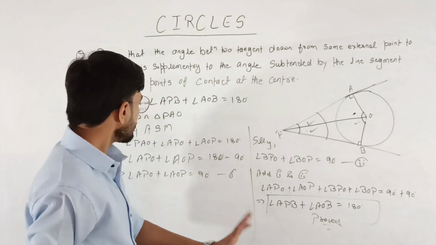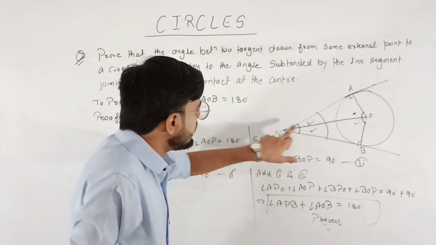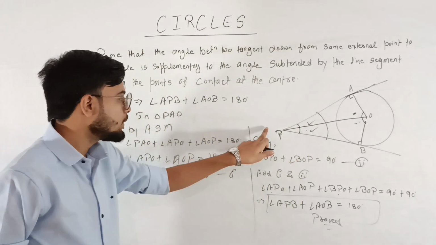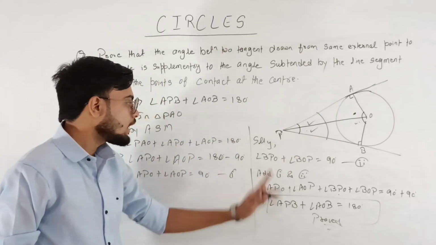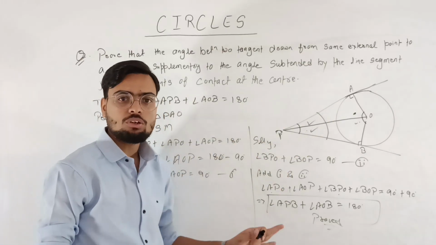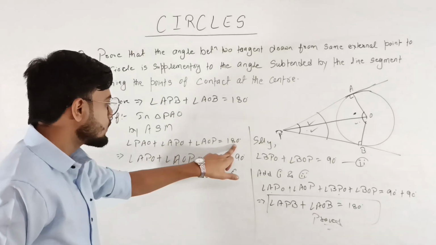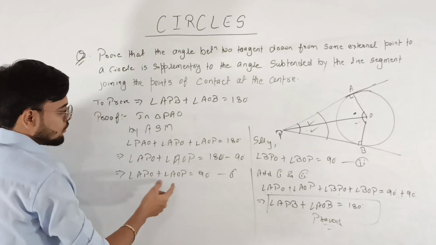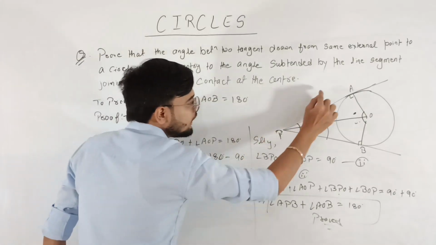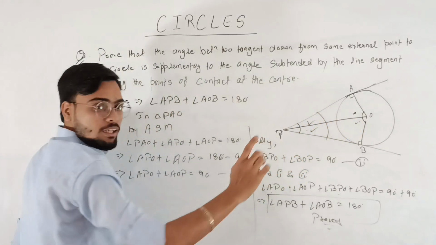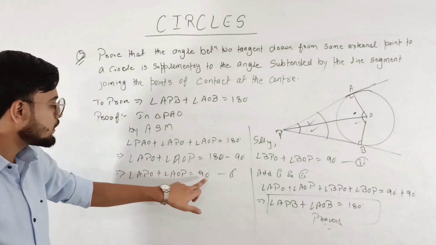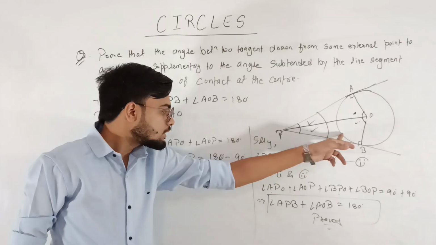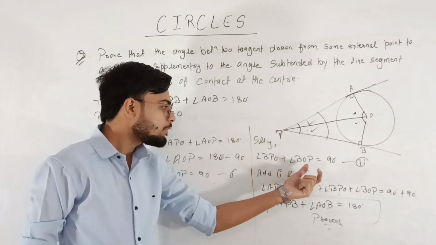So for this, first I consider this triangle POA, okay, triangle PAO, and I apply angle sum property in this triangle. Angle sum property is what? Sum of all angles is 180 degrees. Now angle APO plus angle AOP is equal to 180 minus angle PAO. This angle PAO is 90 degrees. Why? Because radius and tangent are perpendicular to each other. So 180 minus 90 is 90 degrees. So angle APO plus angle AOP is 90 degrees. And similarly, by angle sum property in this triangle, I write angle BPO plus angle BOP is 90 degrees.